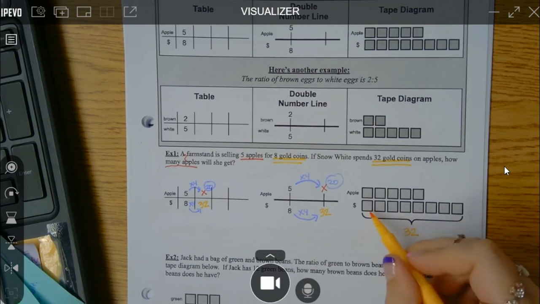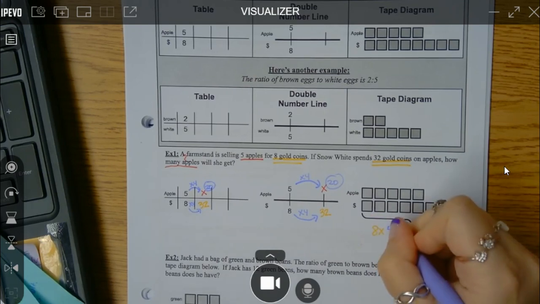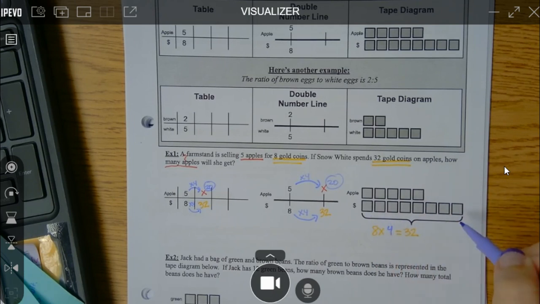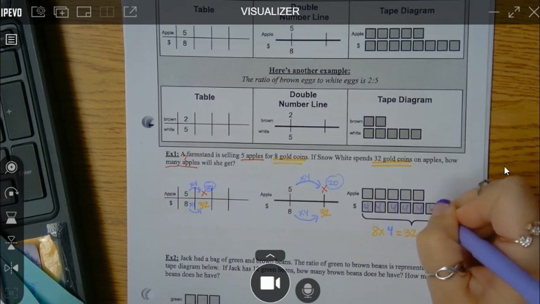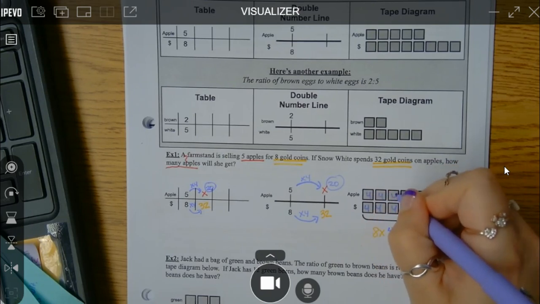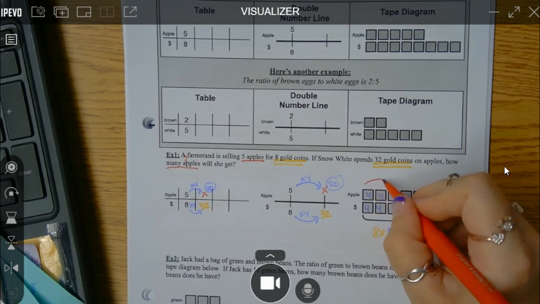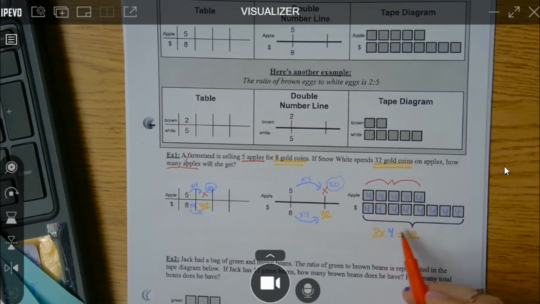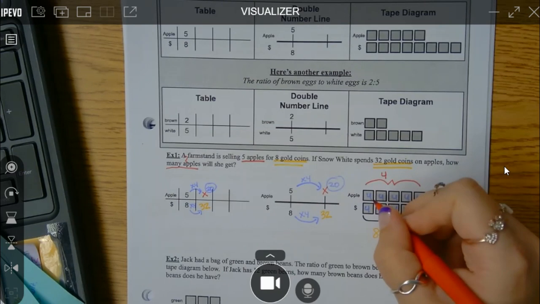Well, then if we know that there's 8 boxes here, 8 times what is going to give us that 32? Yeah, 4. So then that means that each of these boxes is worth 4, right? So 4, 4, 4, 4, 4, 4, and 4. And that means that these boxes are each worth 4. But up here, this is representing the number of apples, and that's what we want to find. When there's 32 gold coins, how many apples would there be then? Well, I have each box is 4, and how many of those boxes do you have?